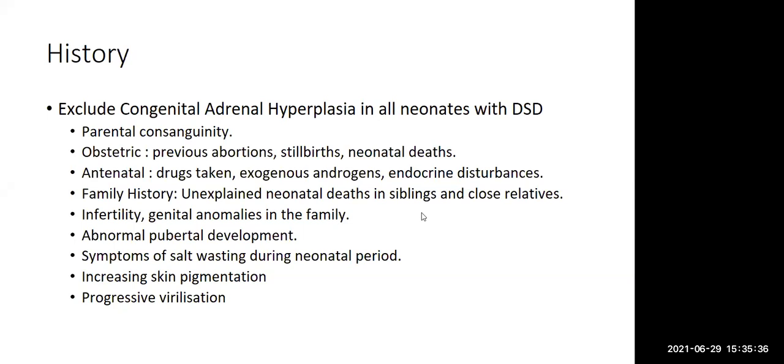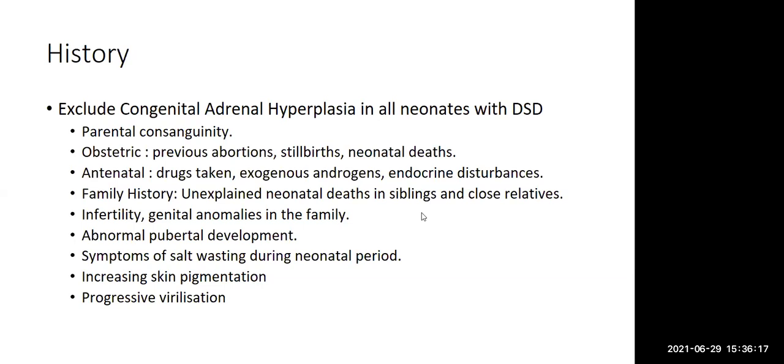Okay, is it clear now? Yes. So we proceed. For the history, because congenital adrenal hyperplasia is a neonatal emergency, and it is the commonest cause in all neonates with this DST, we must exclude this first. And because CAH is autosomal recessive, we have to ask for consanguineous marriage of the parents, and ask for the obstetric history of the mother, whether she has previous abortion, stillbirth, or neonatal death, because congenital problems often cause this kind of obstetric history.